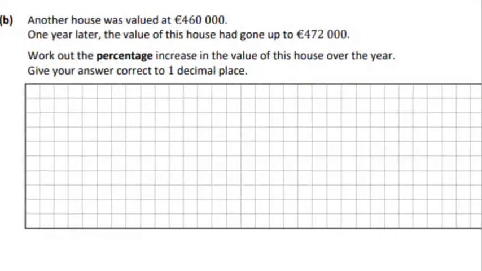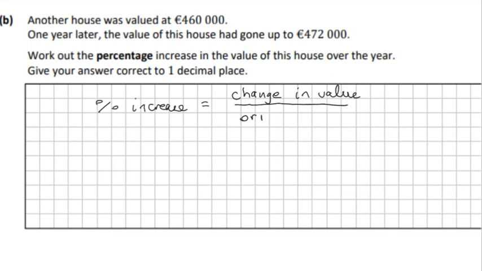Now on to part 2. In part 2, we're getting a percentage increase. So let's write a formula for that before we start plugging in our numbers. Our percentage increase will be the difference, so it's going to be the actual change in value over the original value. And now we will multiply it by 100 to convert the fraction to a percentage.